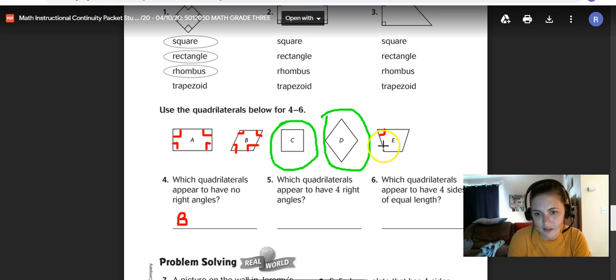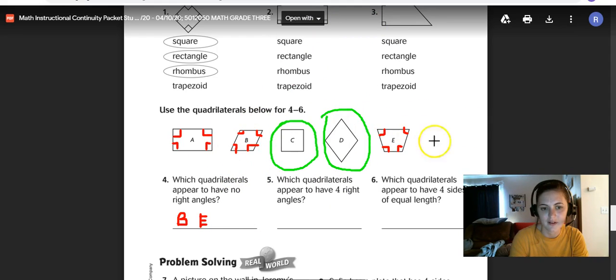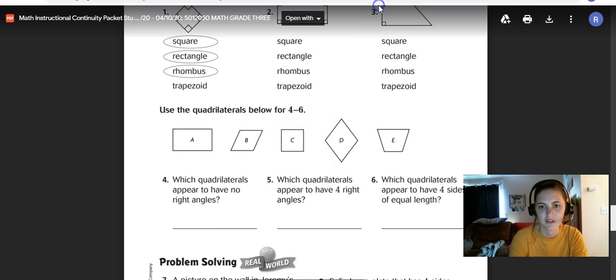So let's look at this one. It has no right angle there, nothing there, because look, there's a slanted line there, slanted line there, and a slanted line there. So E actually has no right angles either. Which quadrilaterals appear to have 4 right angles? So I'm going to have you guys pause and then try this by yourself, and then you can pick back up. We're about to do number 5.